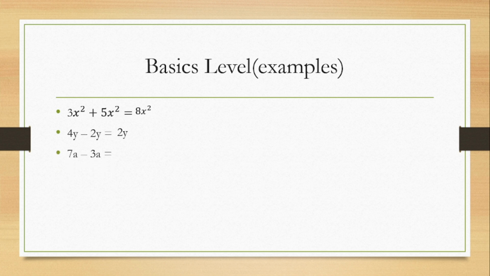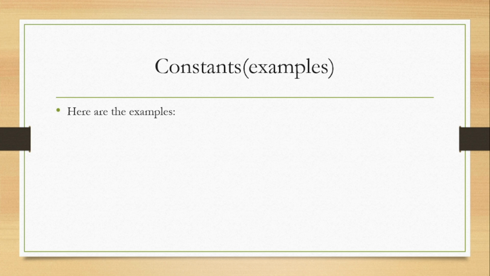And as for the third example, 7a minus 3a, we subtract and keep the variable as it is, since the variables are the same and they have the very same exponents. So 7a minus 3a is going to be how much? It's going to be 4a, right? 7 minus 3 is 4, and we keep the variable as it is. Can it be 4a squared? No, it's just 4a. Okay.